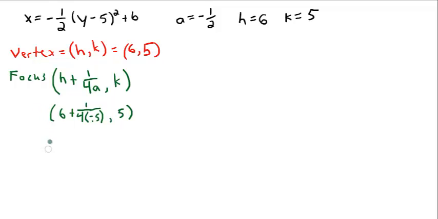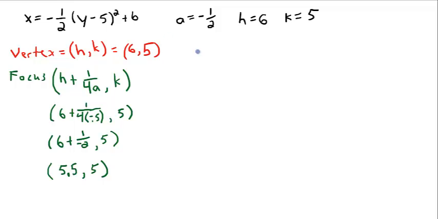Now let's simplify this. We've got a 6 plus 1 over 4 times negative 0.5. That's going to be 1 over 4 times the negative 0.5 is a negative 2. We still got comma 5. Simplify a little bit more, and basically 6 plus a negative 1/2 is going to be 5.5. And that's okay if we use a decimal there for the sake of graphing. So that's our focus. Now what else do we need?